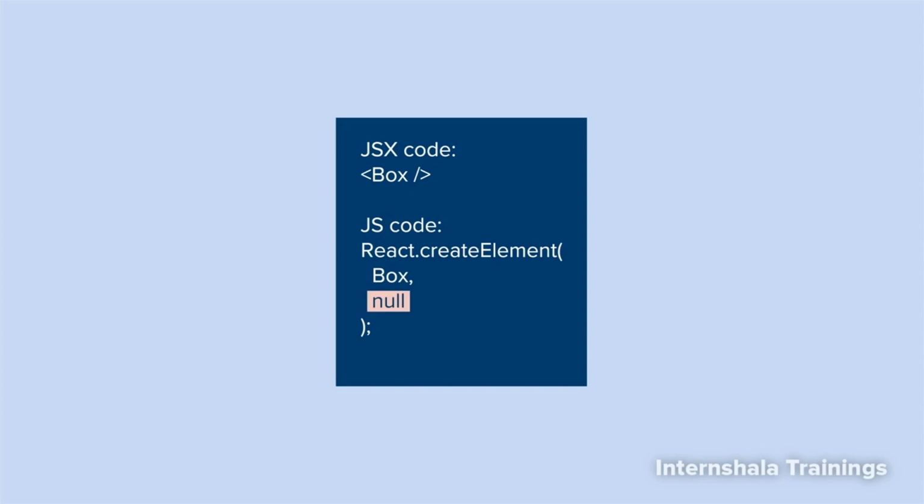And the second argument is null because we haven't defined any attributes to the custom Box tag. Also, there is no third or any following argument because the Box tag is a self-closing tag and contains no content within it.